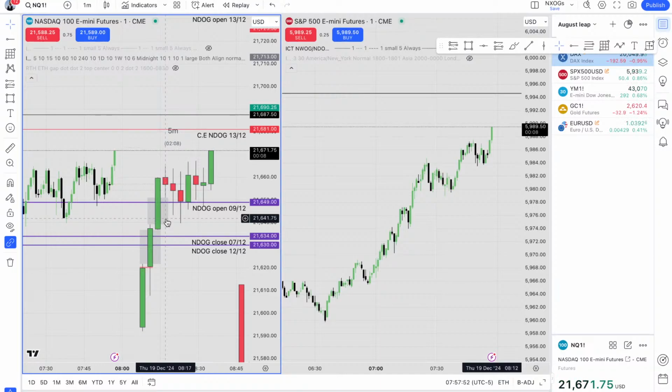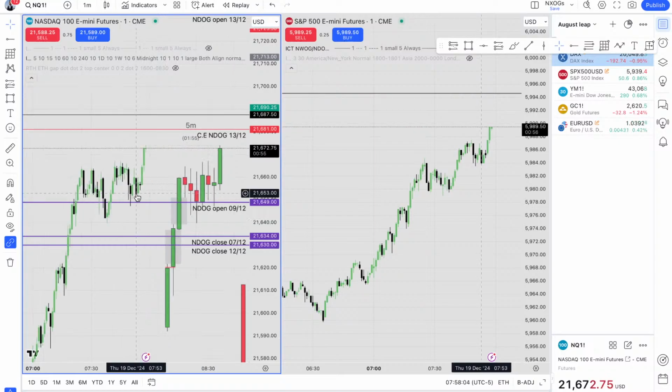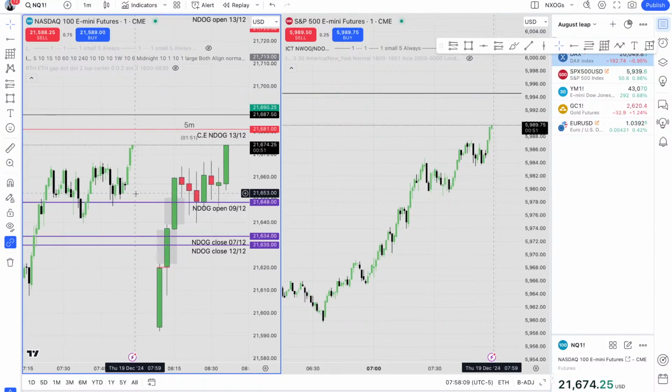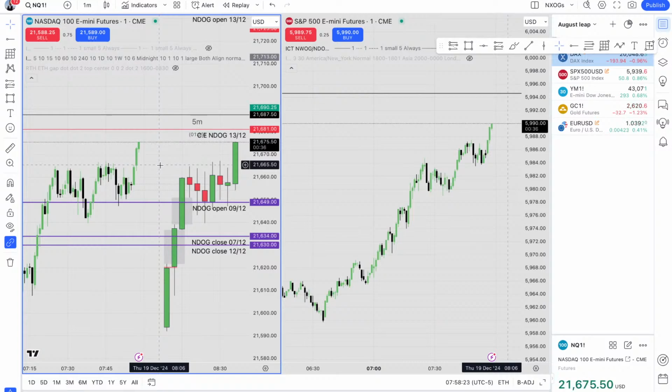Also, before the news, the price tends to be bad, the first 30 minutes before the news. Even after the news, you need to wait a little bit, five to ten minutes. ICT always says 15, but I will definitely be trading after the news. Then you can see better price action, and you'd be more confident with your trades.